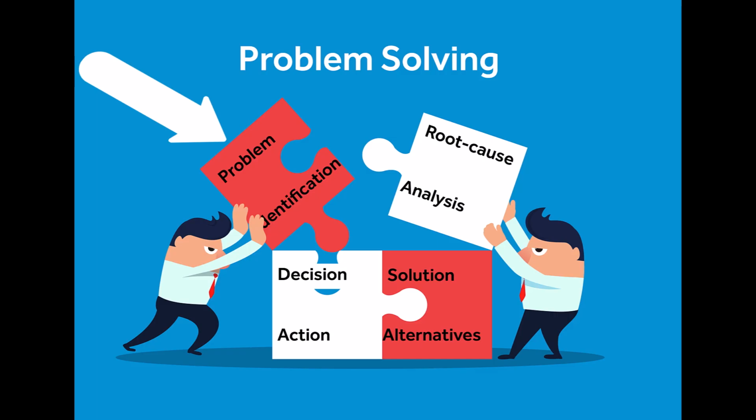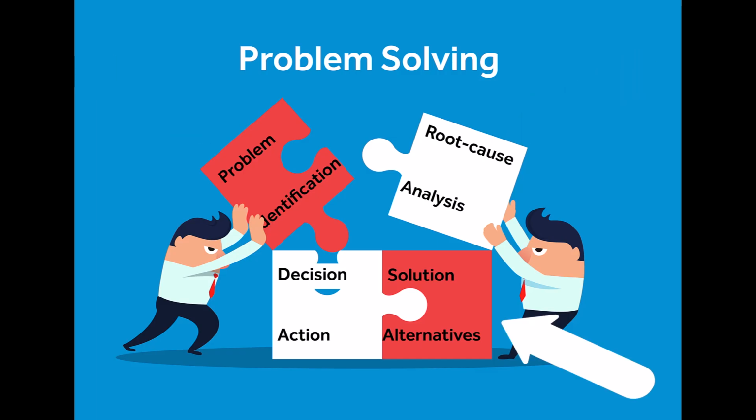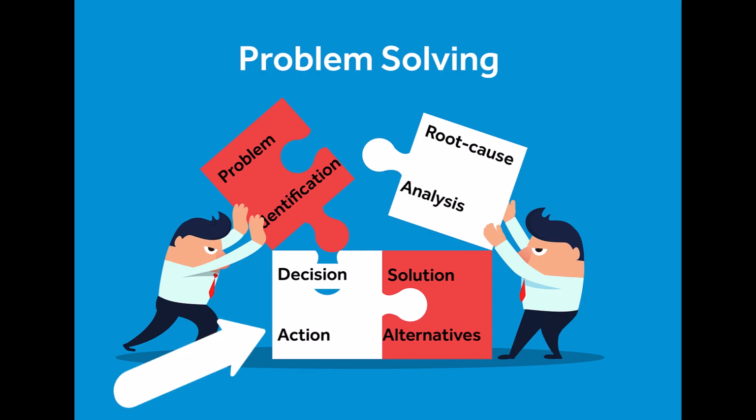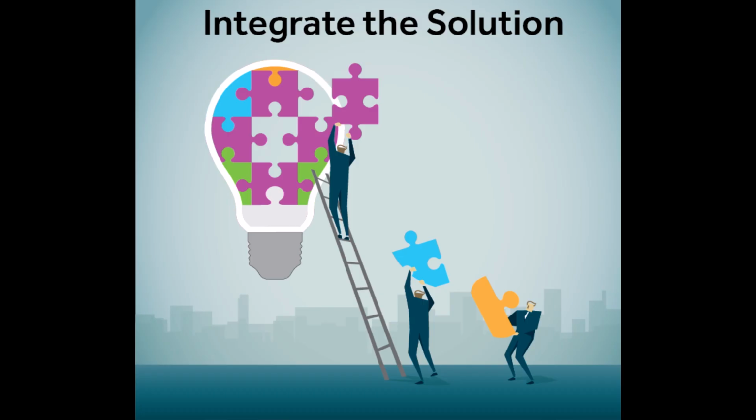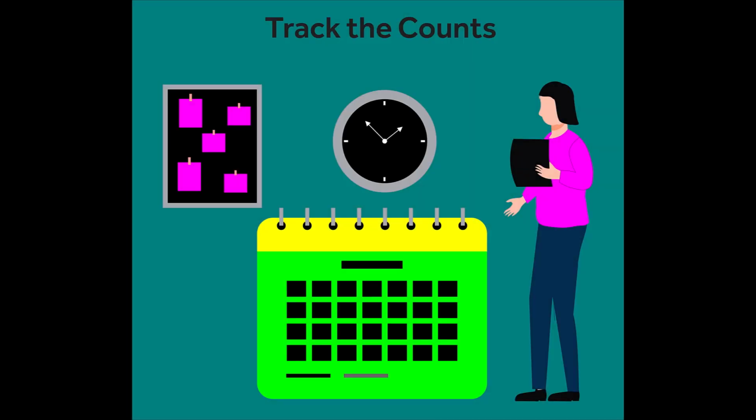That means identify the problem, find root cause, create solutions, pick one, and take action. What actions? Integrate solutions into the plan, realign other work, and execute. Then track and save counts for the next control loop.